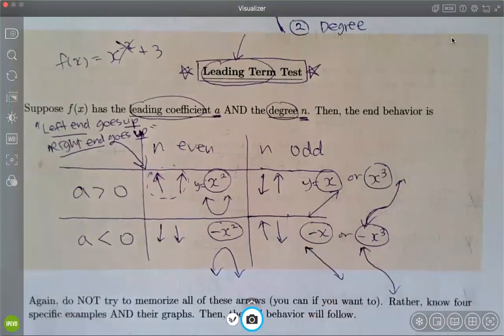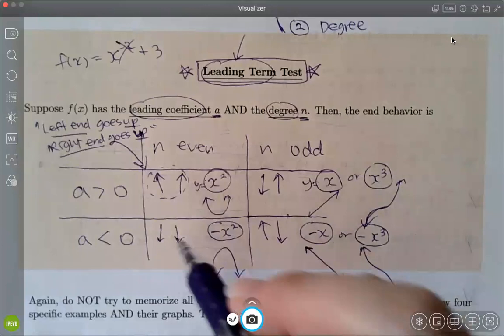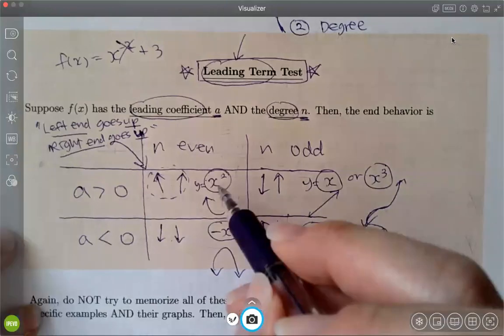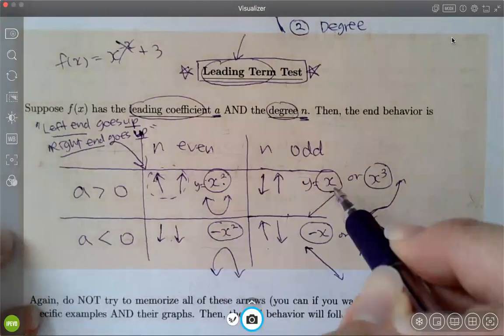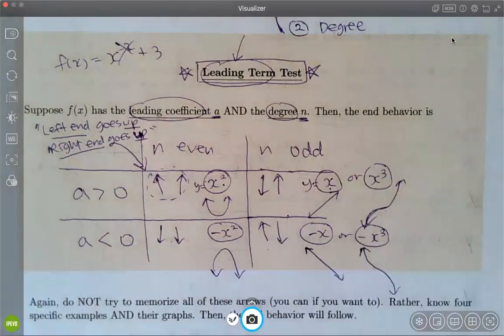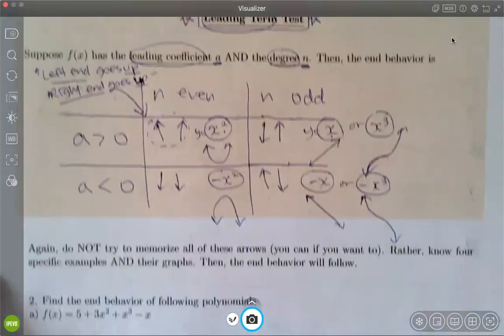So again, you can memorize these 4 arrows, but if that is confusing, then my recommendation is to come up with x squared, x, negative x squared, and negative x, and you know how their graphs look, so you know the end behaviors right away. And that's what I said here.